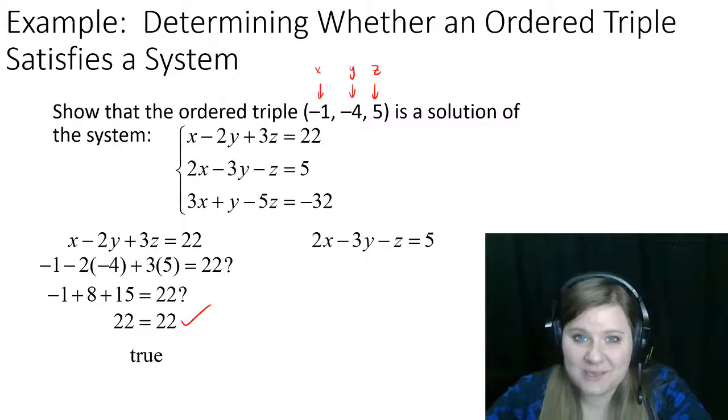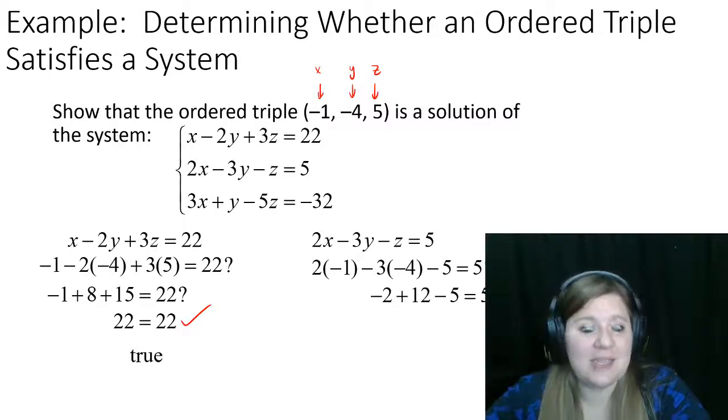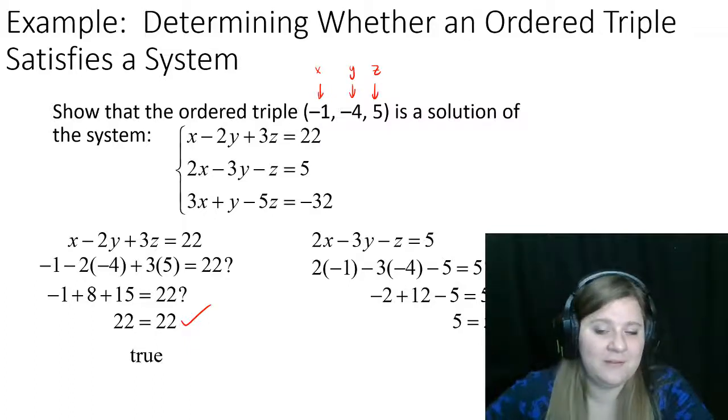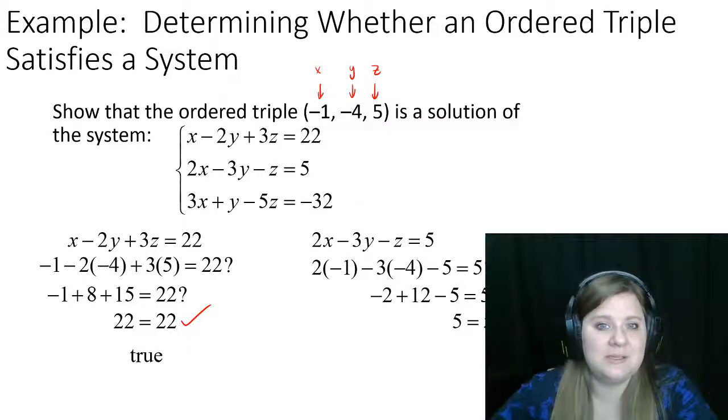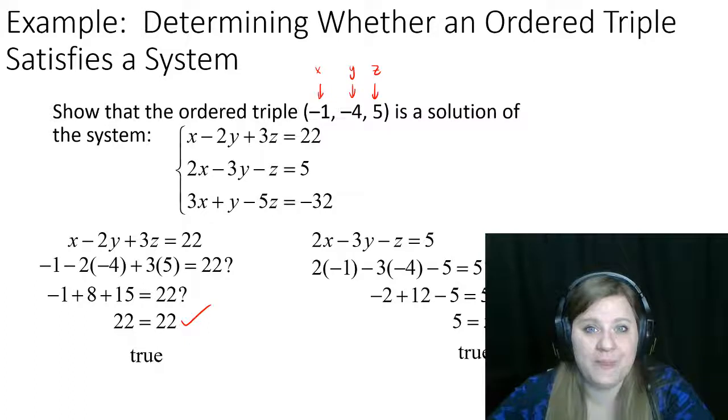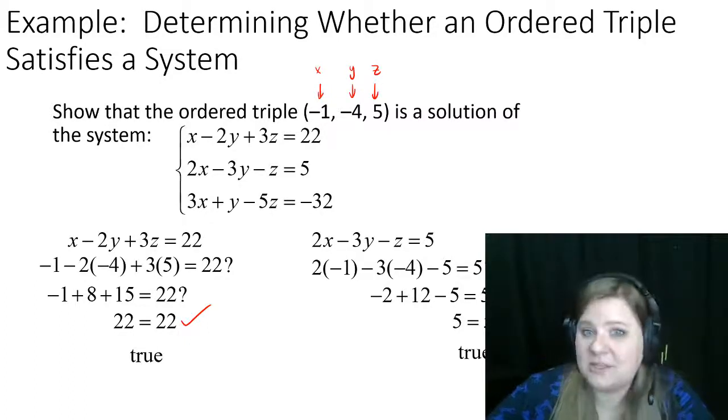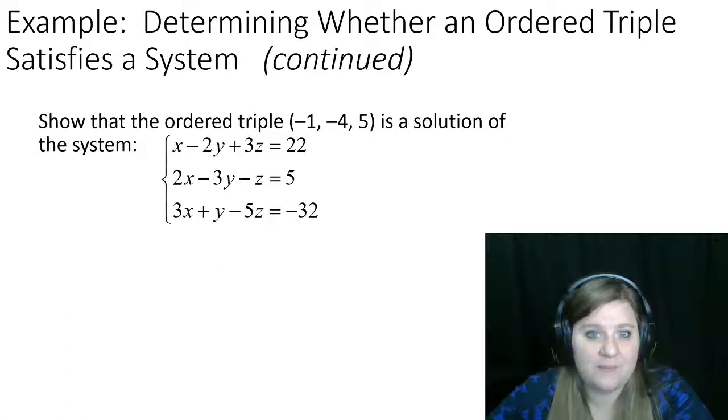Let's test it in the second equation. I end up getting -2 plus 12 minus 5 equals 5. Well, -2 plus 12 is 10. 10 minus 5 is 5. So this also works and is therefore true. So I've checked it in 2 equations. I still need to check it in the third.